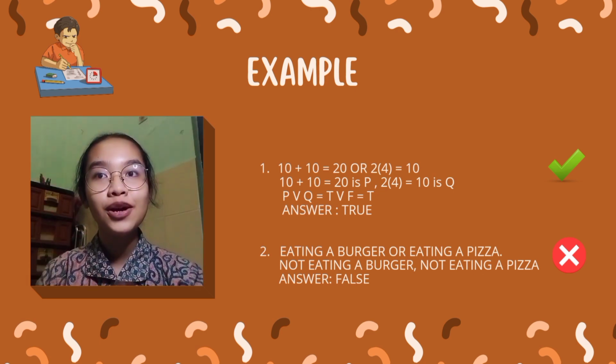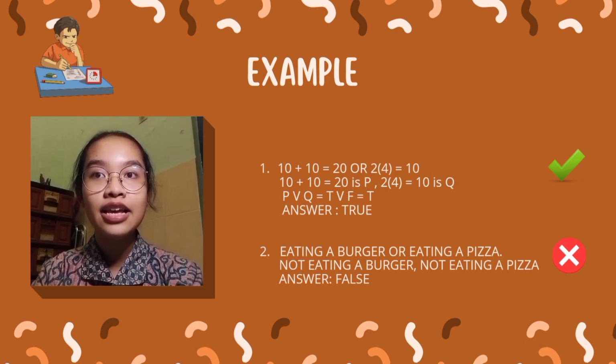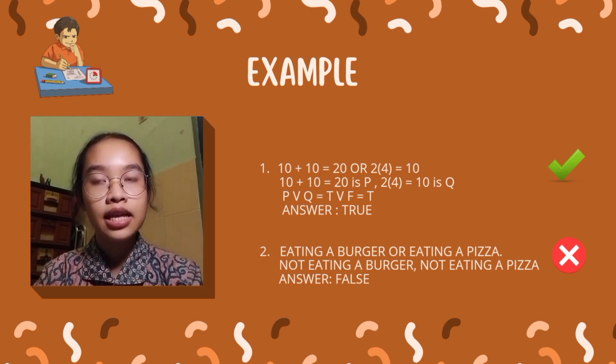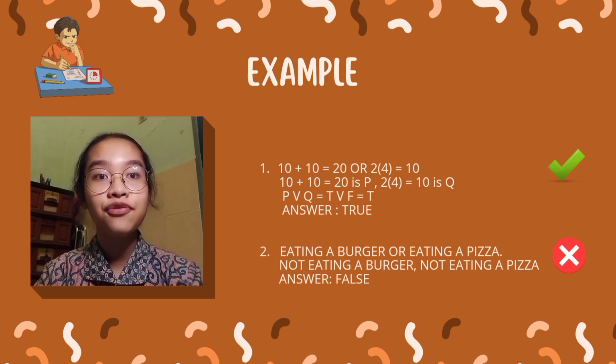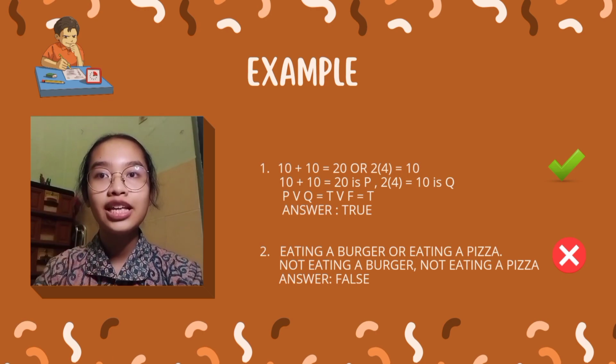Okay, number 2. P is eating a burger or eating a pizza. Q is not eating a burger and not eating a pizza. Eating a burger is A and eating a pizza is B, because the truth of A and B is false. So the answer for number 2 is false.